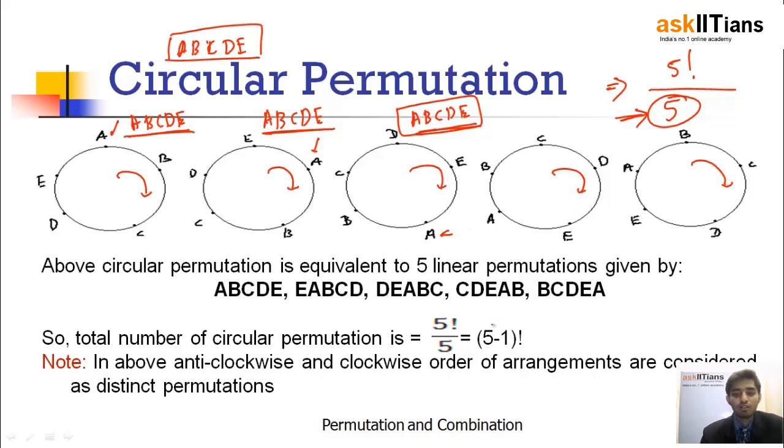So the total number of circular permutations will be given by 5!/5, or we can say (5-1)!. An important note here: anti-clockwise and clockwise order of arrangements are considered distinct. So clockwise is not equal to anti-clockwise arrangement. We will also see what happens if clockwise arrangement is equal to anti-clockwise arrangement.